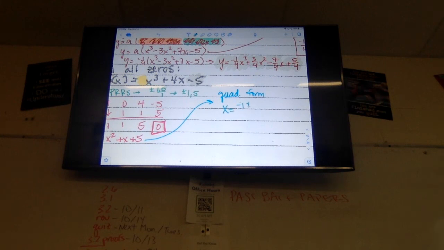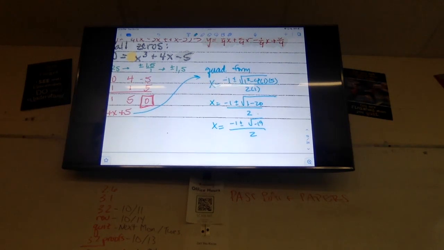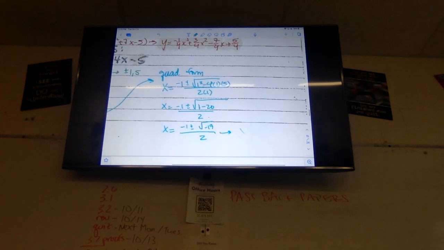So -1 plus or minus 1 squared minus 4 times 1 times 5 all over 2 times 1. -1 plus or minus 1 minus 20 over 2. -1 plus or minus -19 over 2. The only thing we can simplify there is a negative under my radical becomes an I. So x equals -1 plus or minus I root 19 over 2.